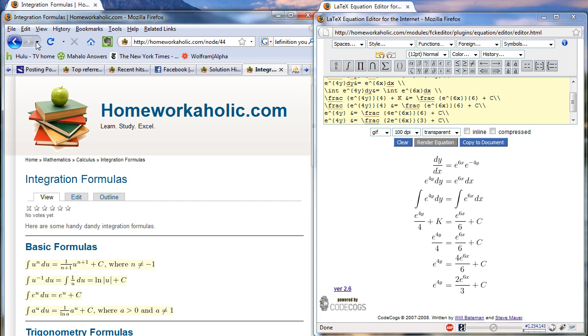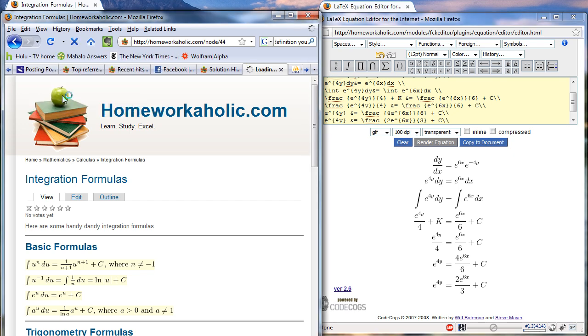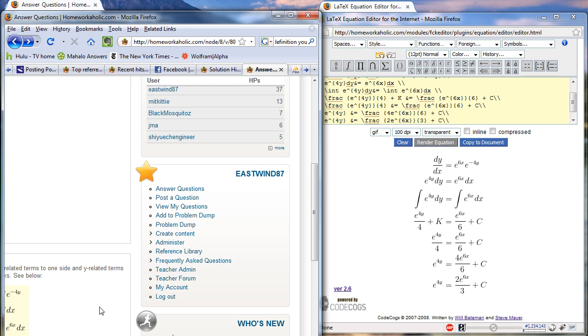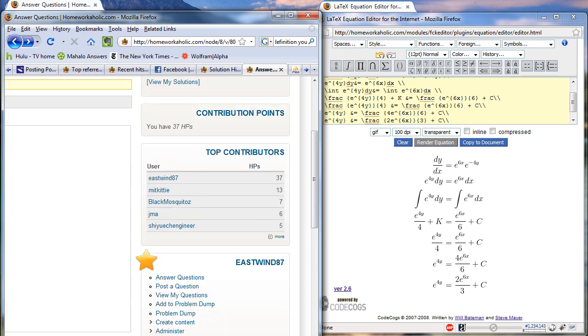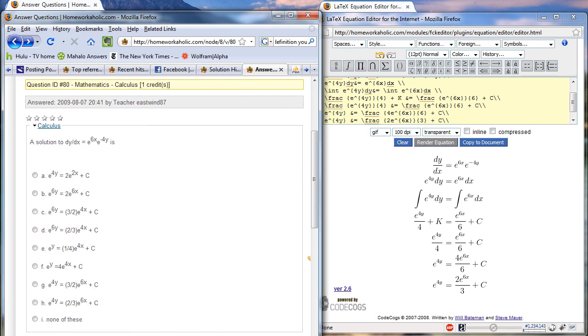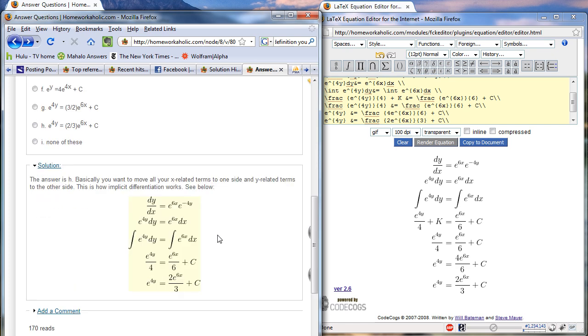So let's go back to our question page to remind yourself of the multiple choices. And if you go through this list, you'll find, hey, it matches with line H. So the solution is H. And if you go down here, you'll see the exact same.